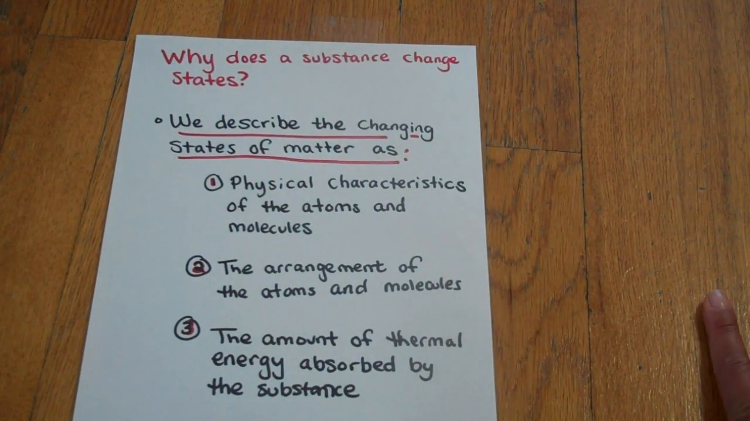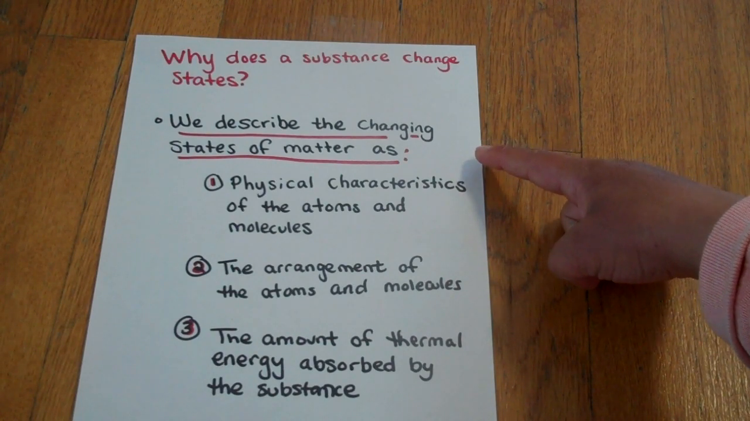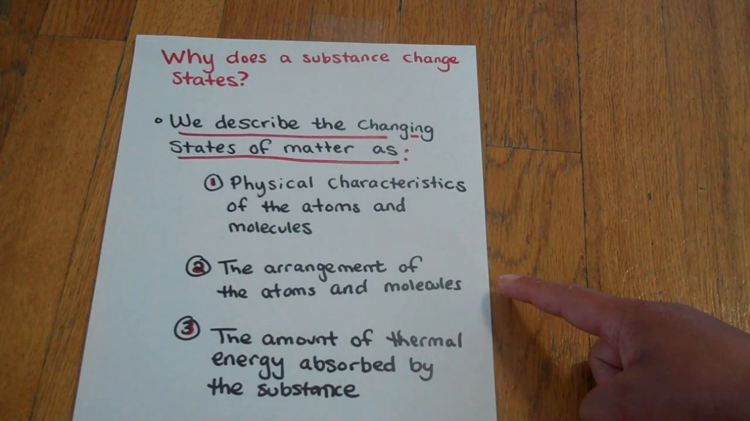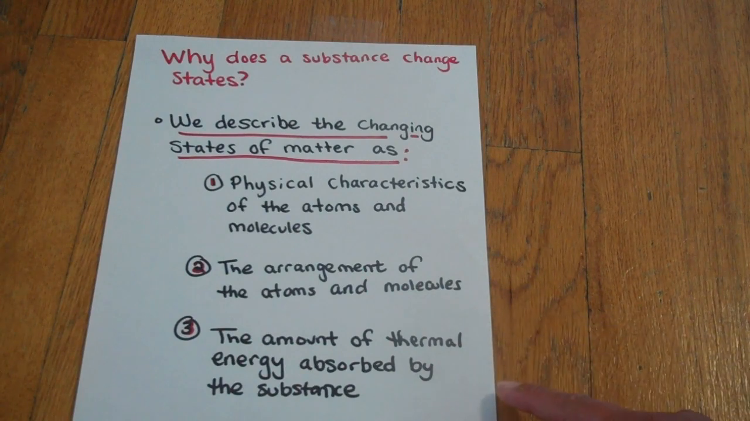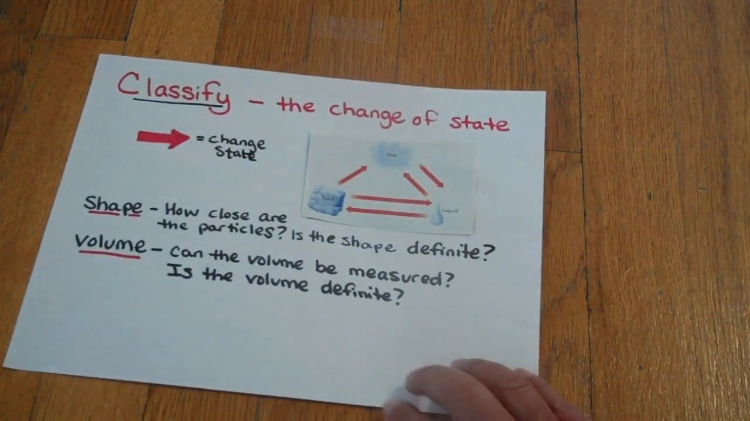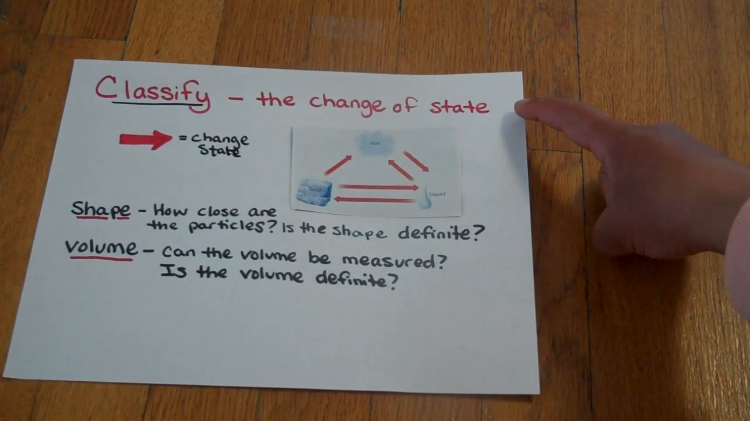Why does a substance change? We describe the changing states of matter as physical characteristics of the atoms and molecules, the arrangement of atoms and molecules, and the amount of thermal energy absorbed by a substance. When we look at the states of matter, we classify them by the change of state.